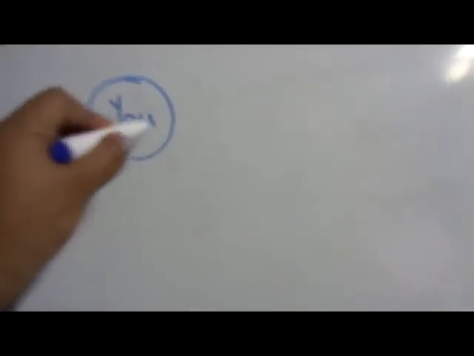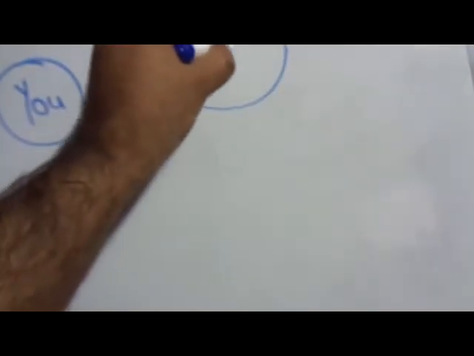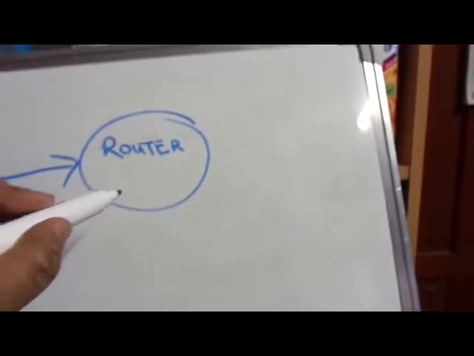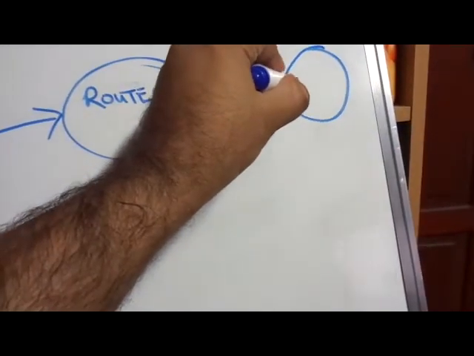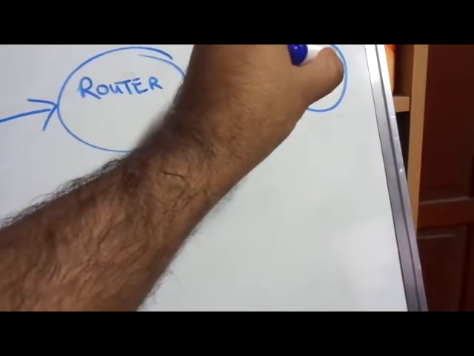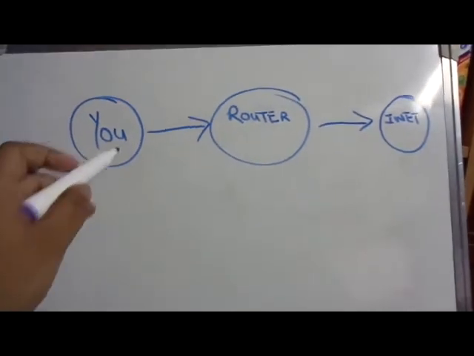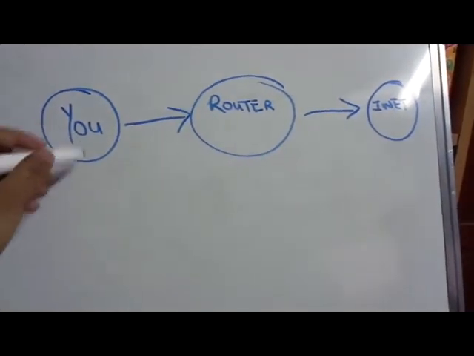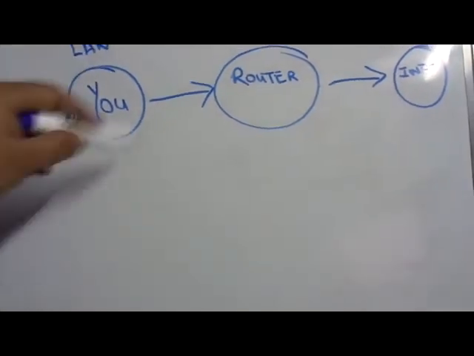Alright, so let's do this over. Let's say this is you in your home. You connect to a router, and your router connects to the internet. Essentially, let's say this is on the LAN, your local area network. This is the internal IP.